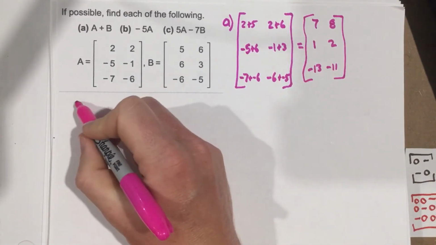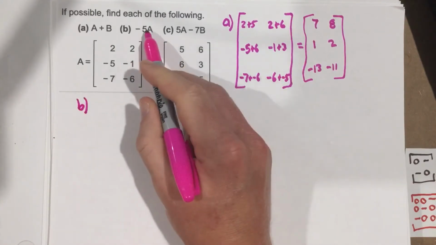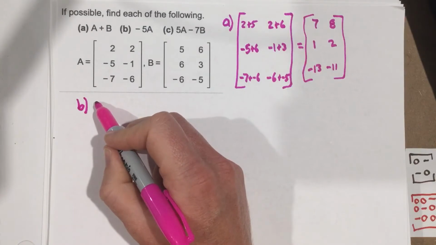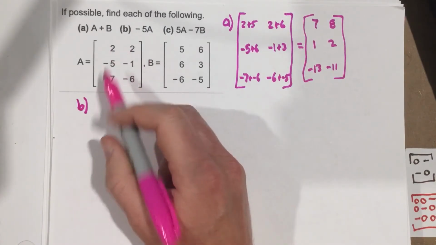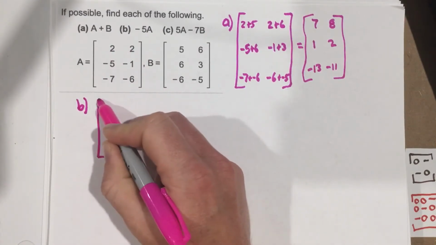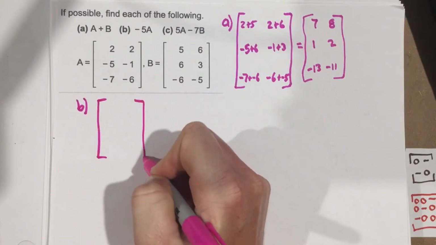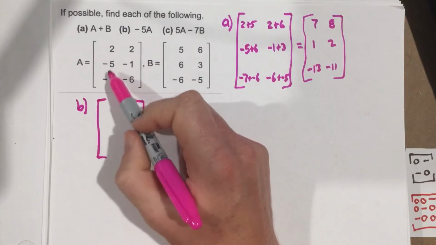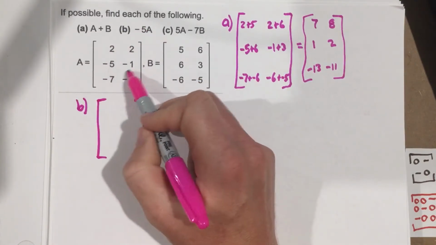Now we're going to do part B. So part B, they want us to take negative 5 times A. So when we multiply that, I'm just going to go through and do each of the multiplications without writing them out. So negative 5 times A. So this is matrix A. That means we need to distribute negative 5 to each term.